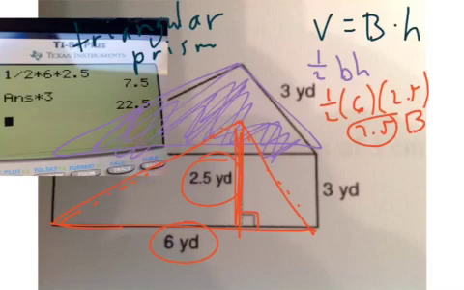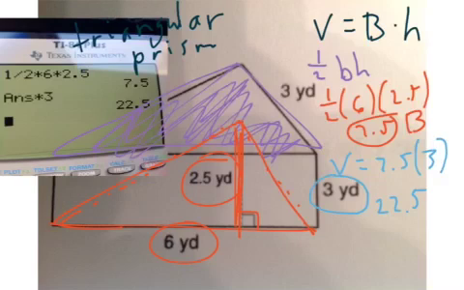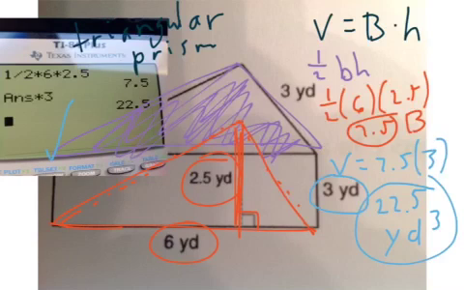So now all I need to do, for the volume, is take 7.5, which is big B, the area of the base, times the height, and notice right here, we're given that the thickness or the height of our shape is 3. And 7.5 times 3 tells us that our triangular prism is 22.5 yards cubed, or 22.5 cubic yards.